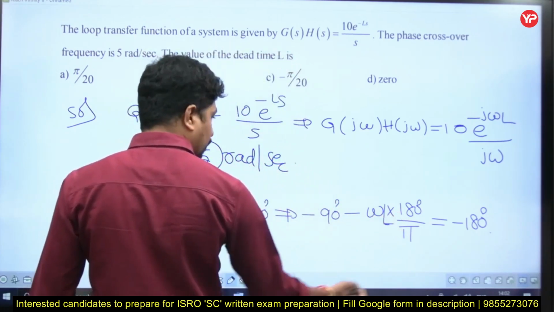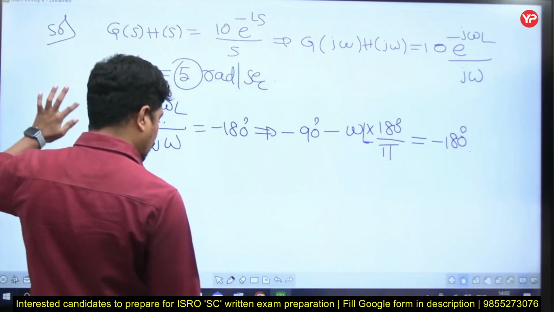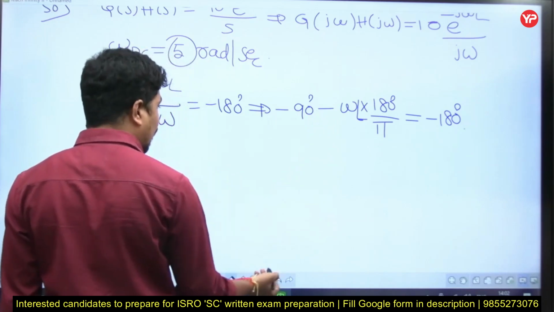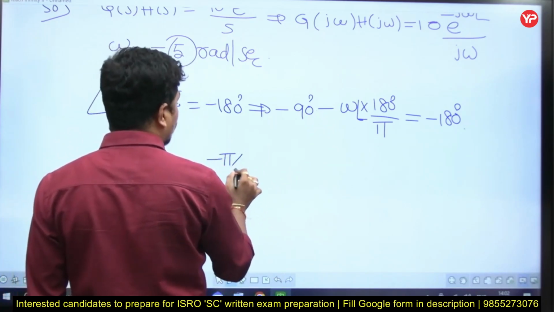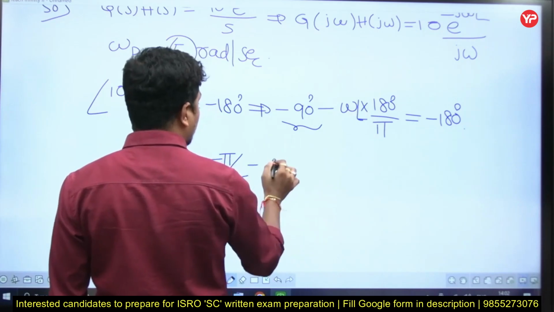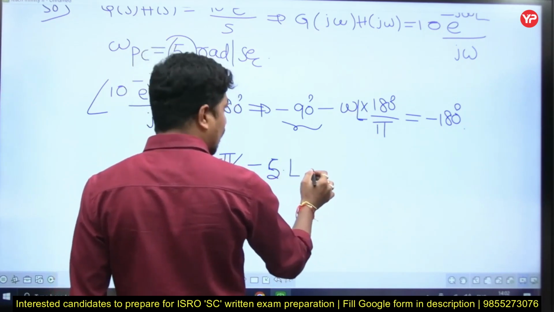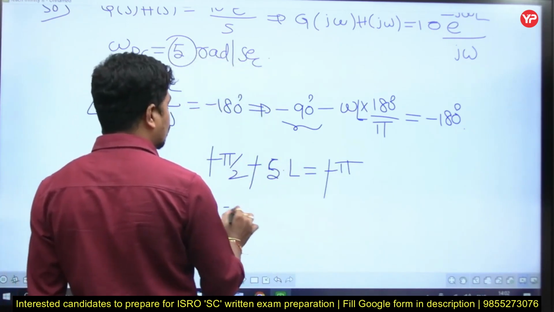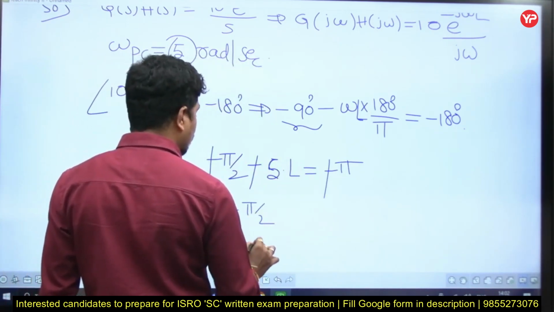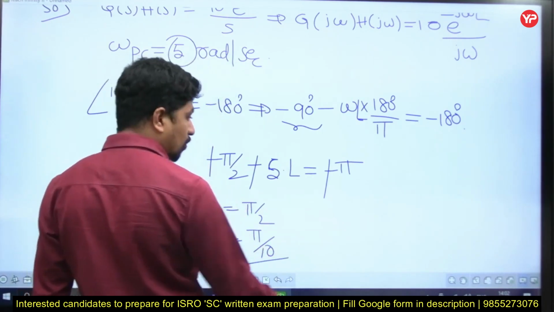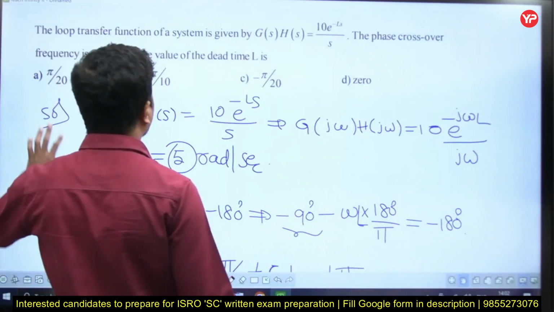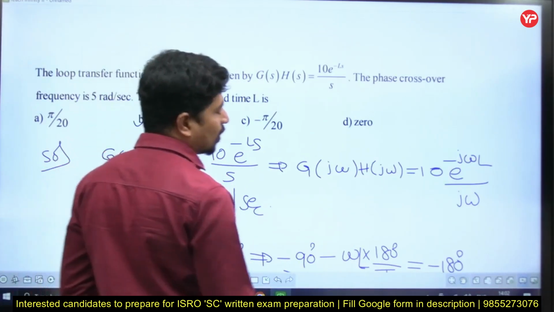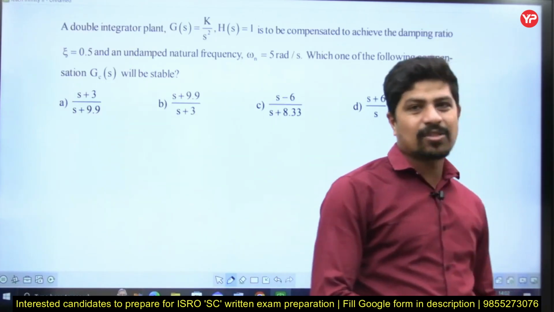So, let me write. Or otherwise, let's take everything in terms of radians. This is minus pi by 2, this 90 will be, this omega L, minus, omega is 5 and L is equal to minus pi. So pi gone. So 5L is equal to pi by 2, therefore L is equal to pi by 10. L is equal to pi by 10, right? The answer is done. Let's go to the next question.